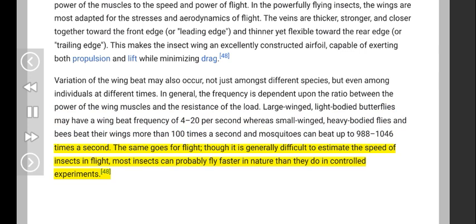The same goes for flight speed. Though it is generally difficult to estimate the speed of insects in flight, most insects can probably fly faster in nature than they do in controlled experiments.